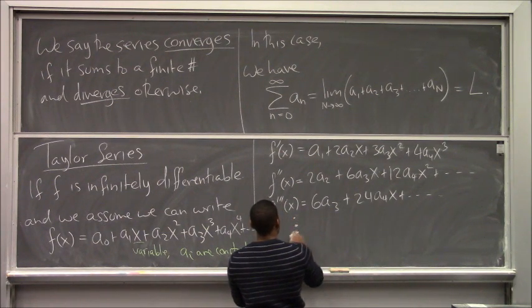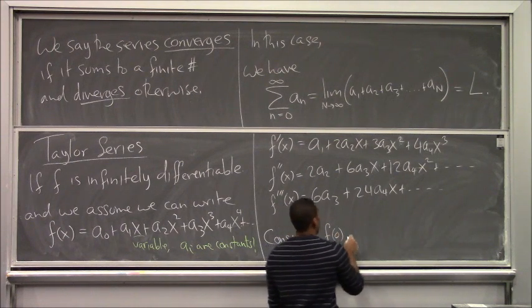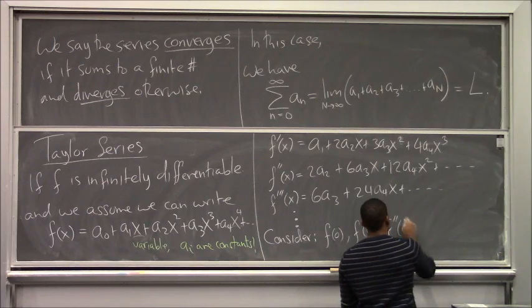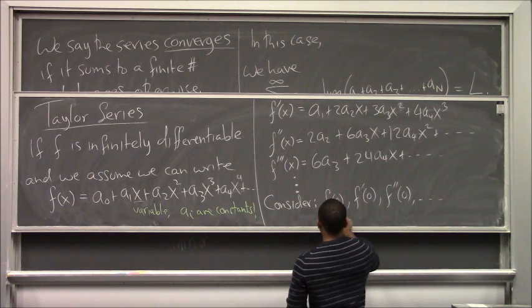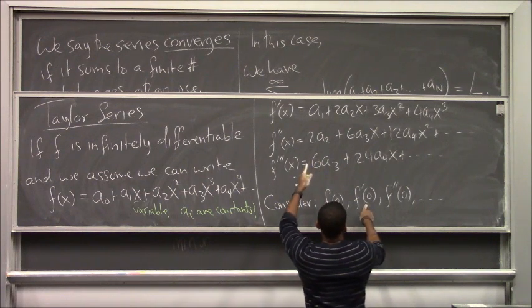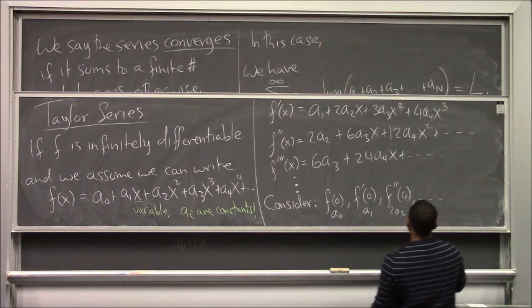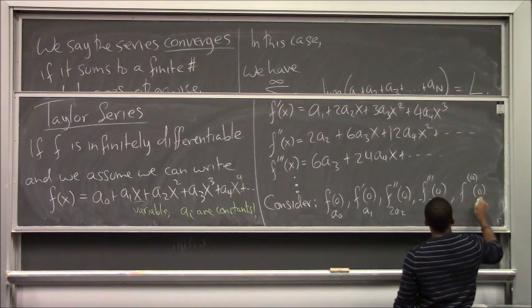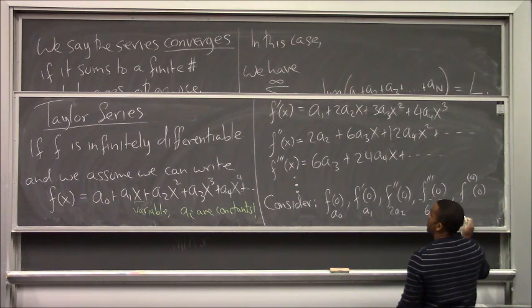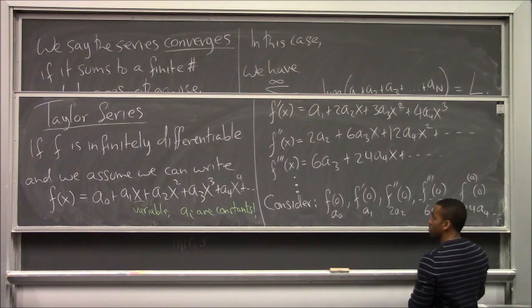Well, we start to evaluate at zero. We consider, what is f of 0, what is f prime of 0, what is f double prime of 0, etc. And you would realize that you would actually be able to get a list. f of 0 would be a0, f prime of 0 would be a1, f double prime at 0 would be 2a2, f triple prime at 0 would be 6a3, f fourth derivative at 0 would be 24a4, etc. And now we try to find a pattern for these numbers.